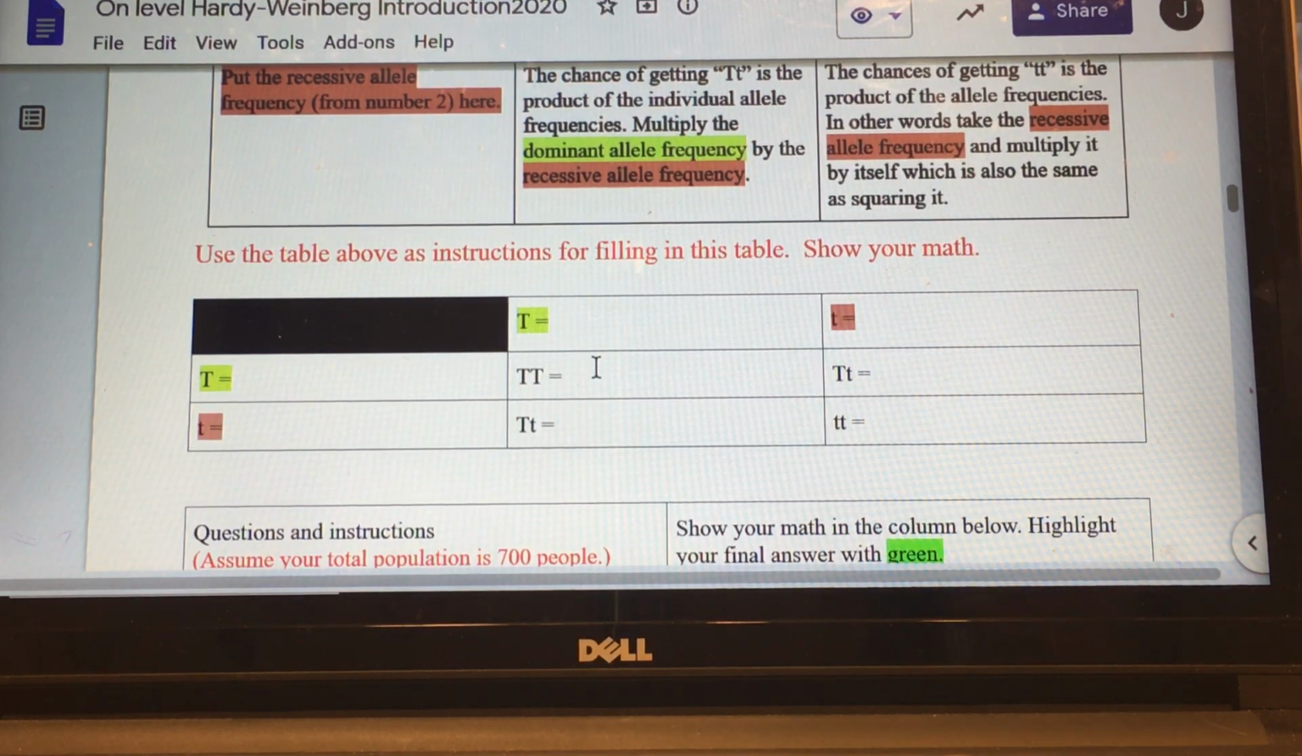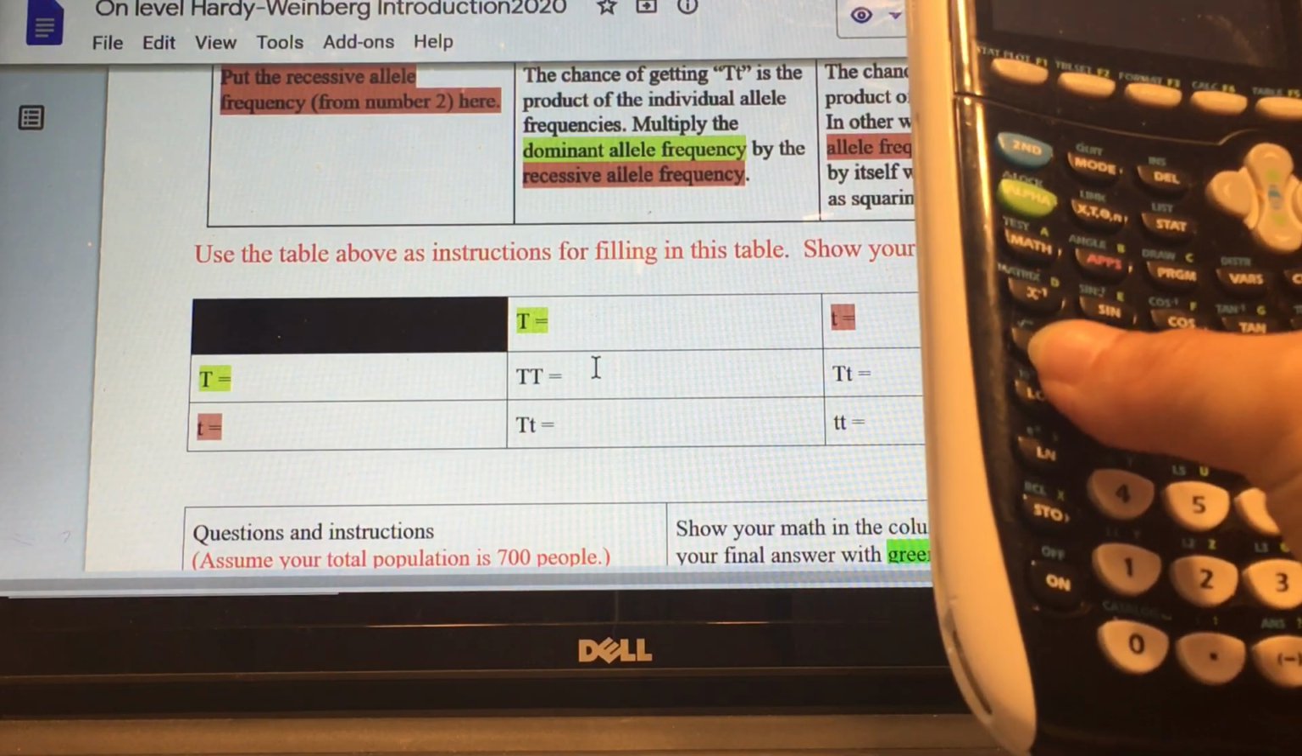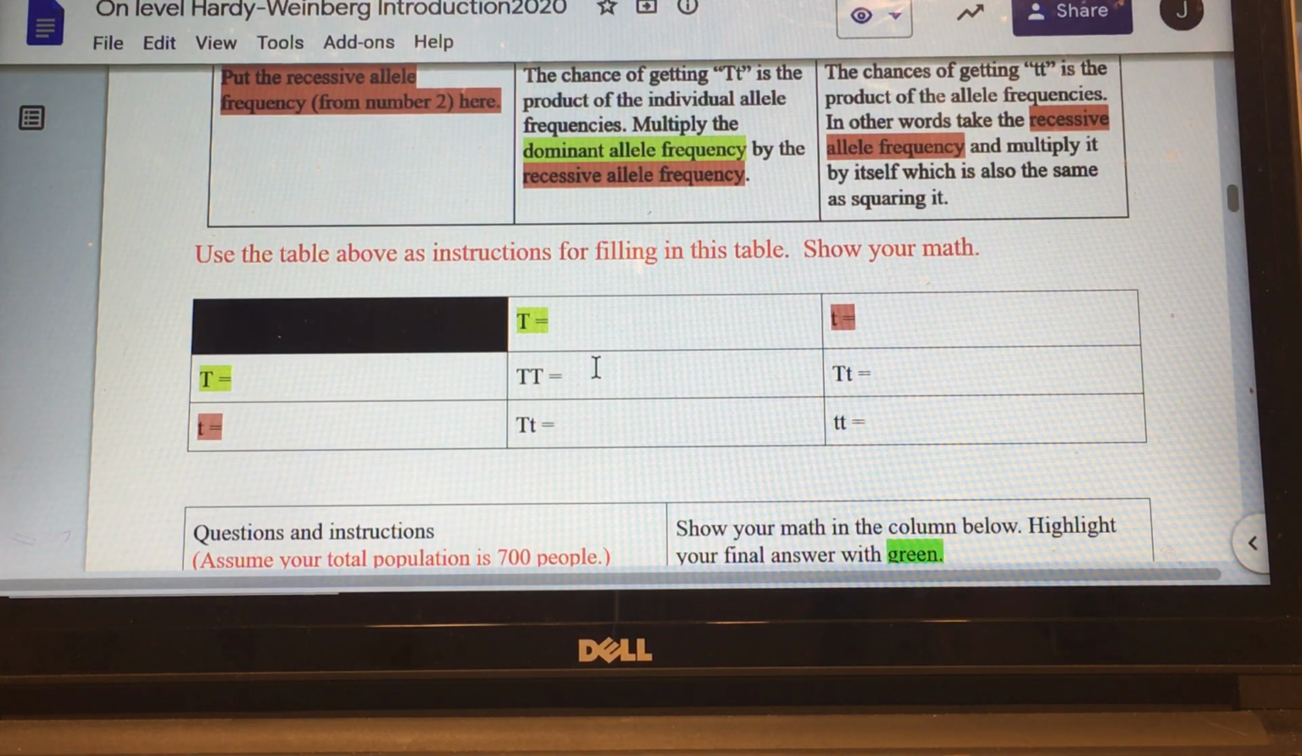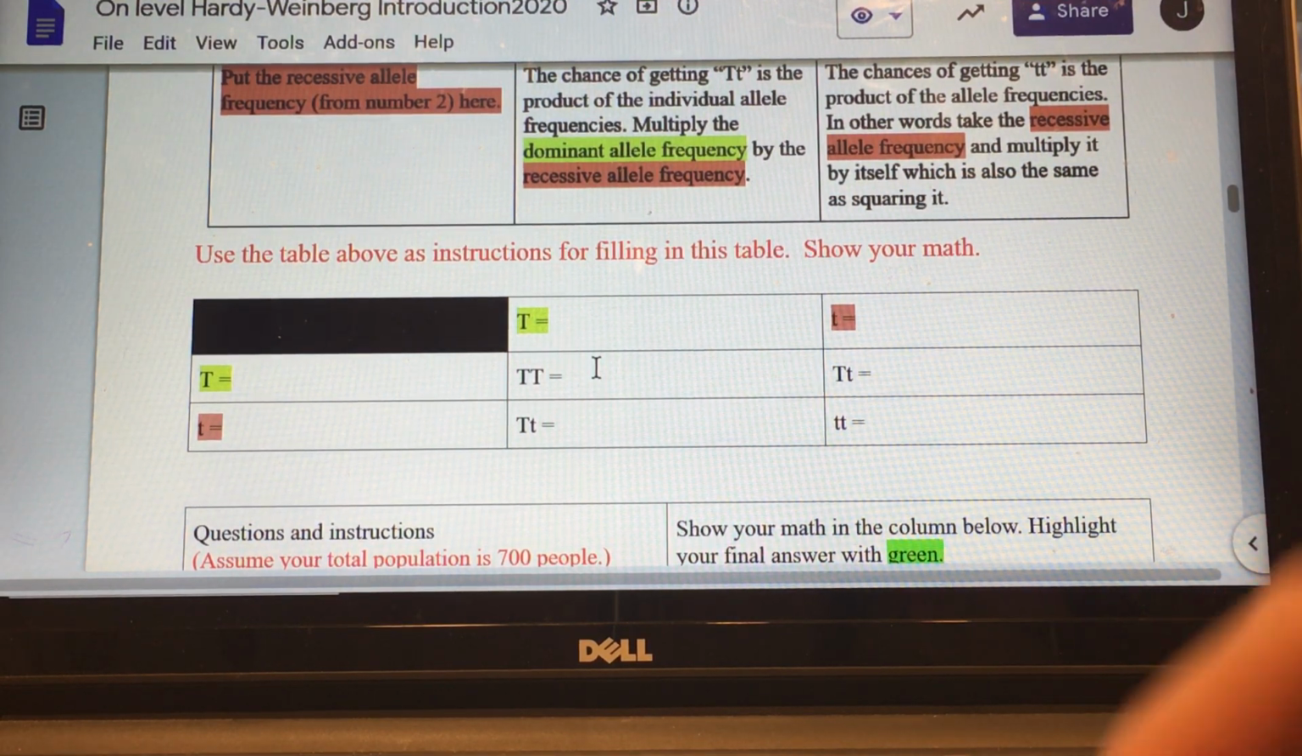So you use that X squared button on your calculator, this guy right here, or if you had an older calculator, just take the two decimals and multiply them by themselves. Now, to get your homozygous recessive genotypic frequency, you just do the same thing, but be careful, you need to use the allele frequency from here and here. Since they're the same, you could just take whatever this allele frequency is and square it, or multiply it by itself. To get your heterozygous genotypic frequency, it is your dominant allele frequency times your recessive allele frequency.